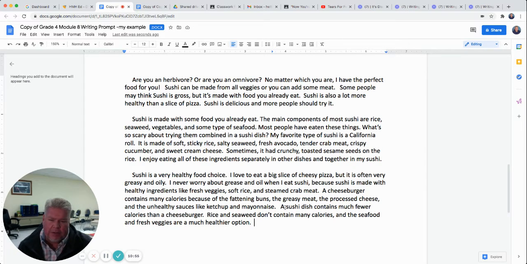Sushi is a very healthy food choice. I love to eat a big slice of cheesy pizza, but it's often very greasy and oily. I never worry about grease and oil when I eat sushi because sushi is made with healthy ingredients like fresh veggies, soft rice, and steamed crab meat. A cheeseburger contains many calories because of the fattening buns, the greasy meat, the processed cheese, and the unhealthy sauces like ketchup and mayonnaise. A sushi dish contains much fewer calories than a cheeseburger. Rice and seaweed don't contain many calories, and the seafood and fresh veggies are a much healthier option. Okay, I think my third paragraph is done. I've told why sushi is a very healthy food choice.